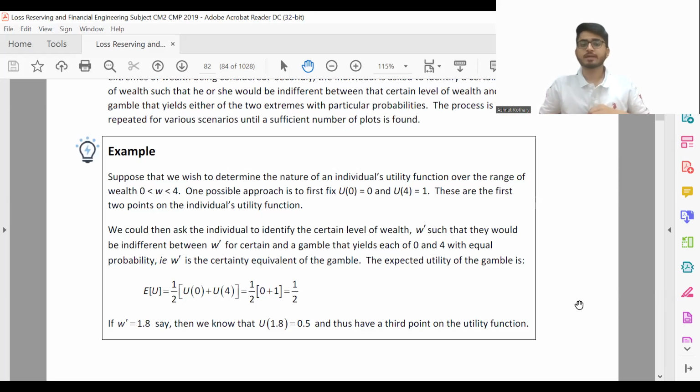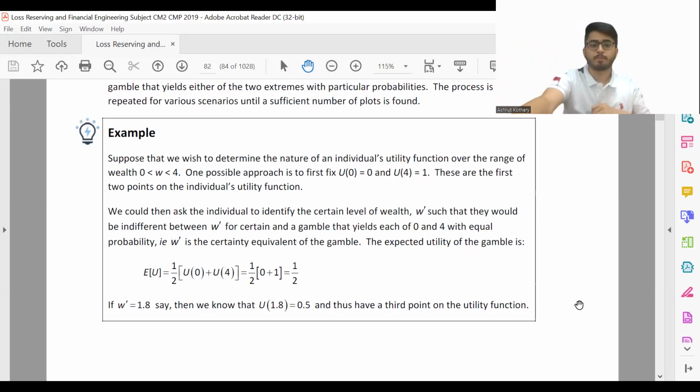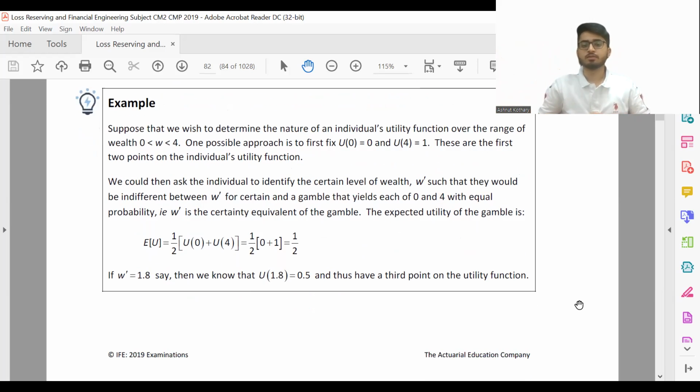The expected utility of the gamble is half into U0 plus U4, which comes to be half. This is where we are getting half, if you had this in question, when I said utility at 48 lakhs is half. If W dash is 1.8, then we know that U(1.8) is equal to 0.5, and thus we have a third point on the utility function. And this set of questioning can be kept repeated. Your next question could be between 0 and 1.8 or also between 1.8 and 4. You can keep repeating this for as many data points as you want.